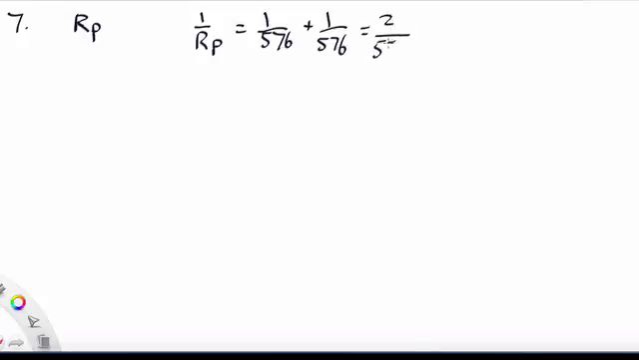Now for number 7, the first thing we do is find the resistance of the parallel pair. Now the easy way is to notice that they are equal, and so the resistance is half, but the thorough way is to use the equation. So we have 1 over 576 plus 1 over 576, 2 over 576. So that means Rp equals 576 over 2. And however you got it, the resistance turns out to be 288 ohms.